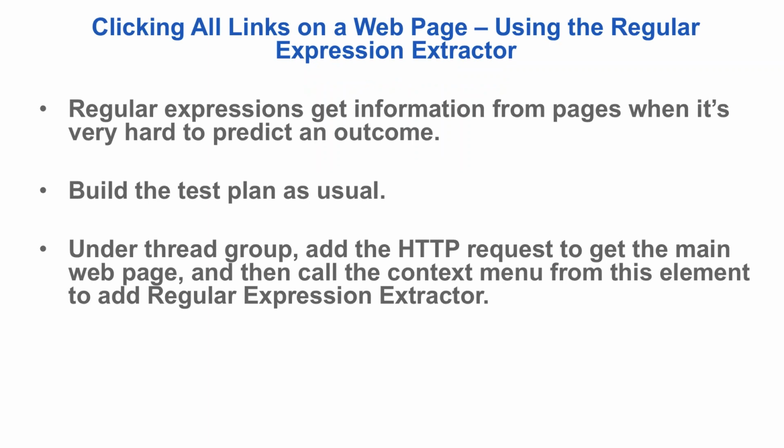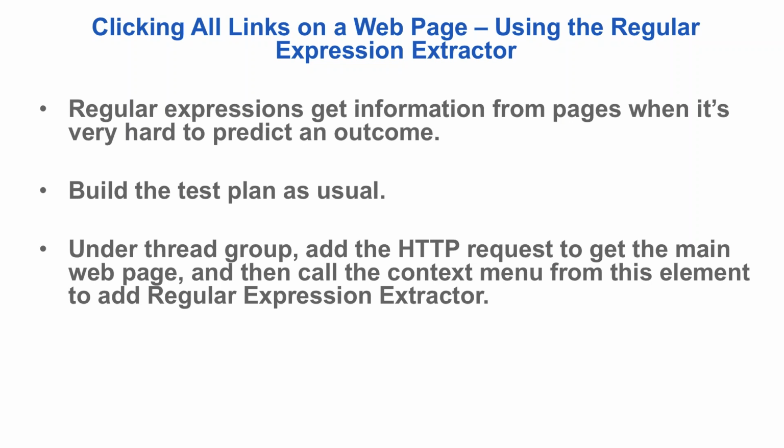So we'll begin with the first approach, clicking all links on a web page using the regular expression extractor in JMeter. First, I'd like to just quickly explain the regular expression extractor for those who are unfamiliar with it. Regular expressions provide a simple method to get information from pages when it is impossible or very hard to predict an outcome. To use regular expressions in your test plan, you need to use the regular expression extractor.